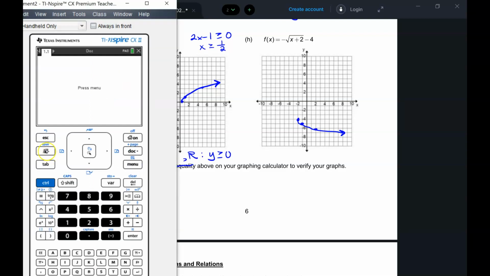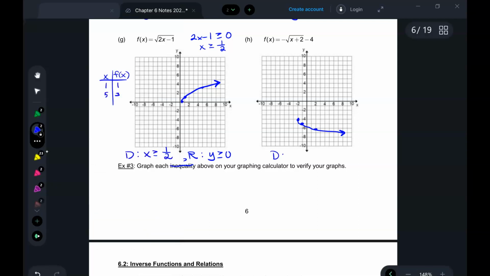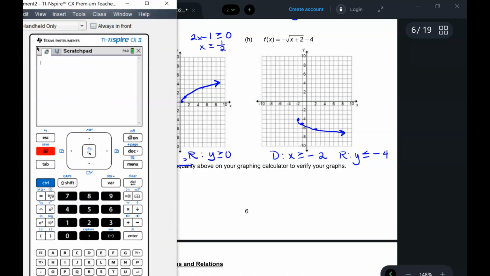Wait, what is the domain? Oh, yes. What is the domain? Domain would be x is greater than or equal to negative 2, and the range would have to be less than or equal to negative 4.